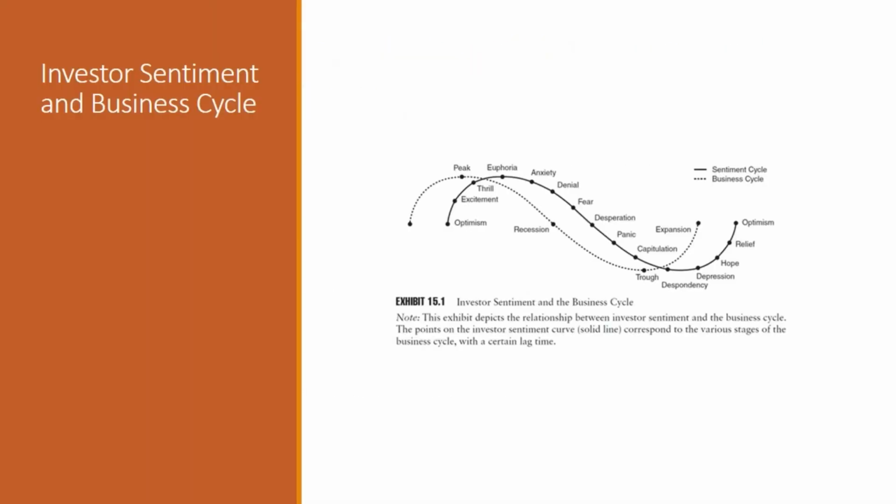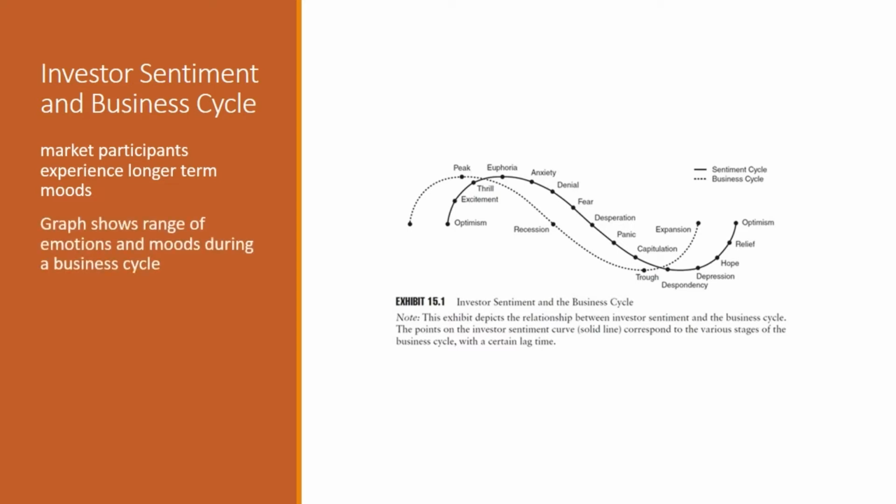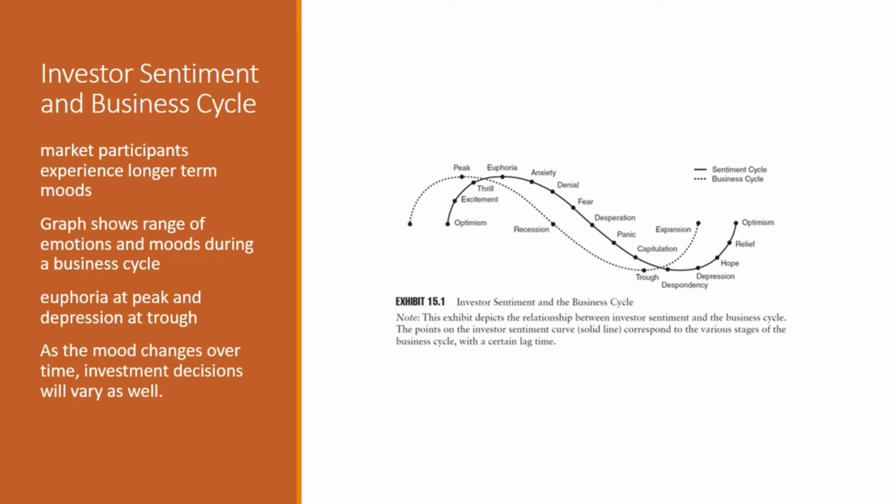Another way of analyzing market sentiment is to look at investor sentiment as a function of the business cycle. Market participants experience longer-term moods depending on where we are in the business cycle. As the graph shows, there are a range of emotions and moods during different phases of the business cycle. You have euphoria at the peak, for example, and depression at the trough. And then in between, you have fear, panic, hope, relief, optimism, and so on. As the mood changes over time, investment decisions will vary as well.